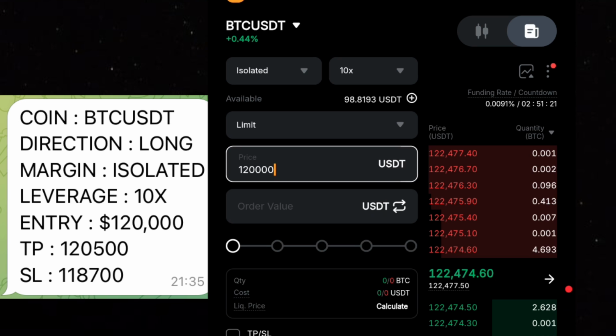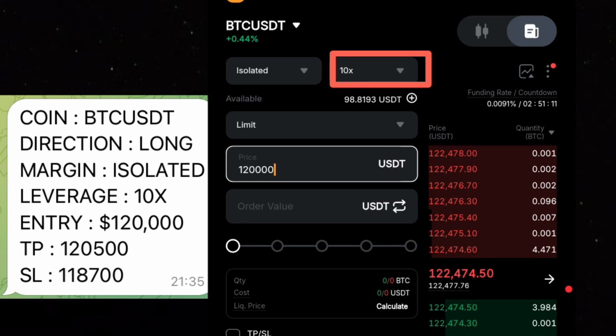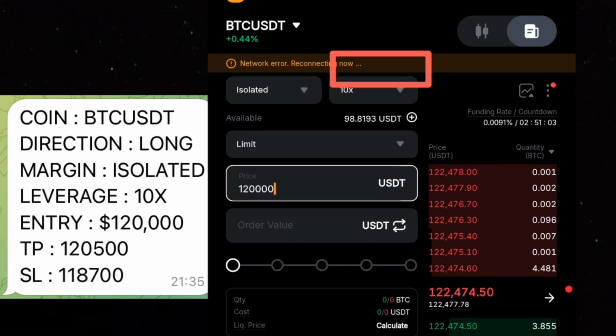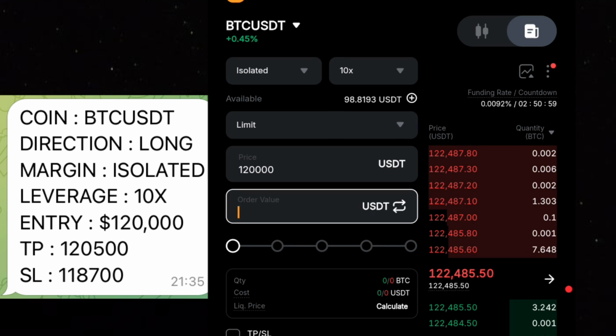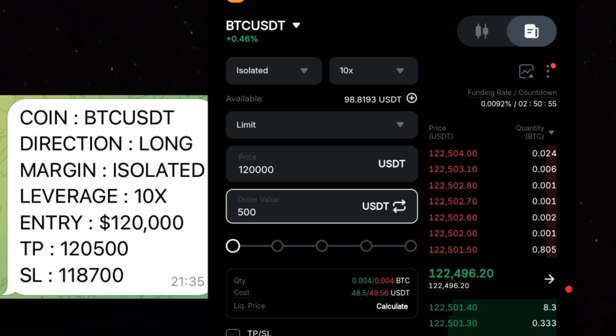Then the order value simply means the amount you are using to trade. We are using $50 to trade. Don't forget, since we are using 10 times leverage, that means we have borrowed $500. So if you're using $50 to trade, you multiply 50 times the leverage you have chosen. 50 times 10 gives us 500, so you can put 500 in this area. That is exactly what it means.